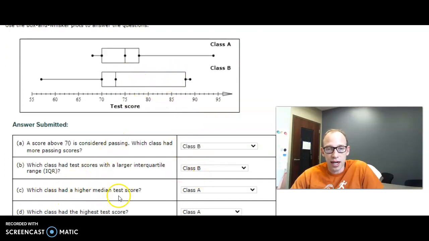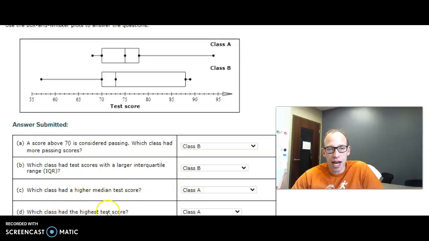Which class had a higher median? So median is the halfway point in the box. That's the 50th percentile in your data. And so that one would be class A there. It looks like they had around a 75, whereas class B had around a 73. So class A has the higher median.